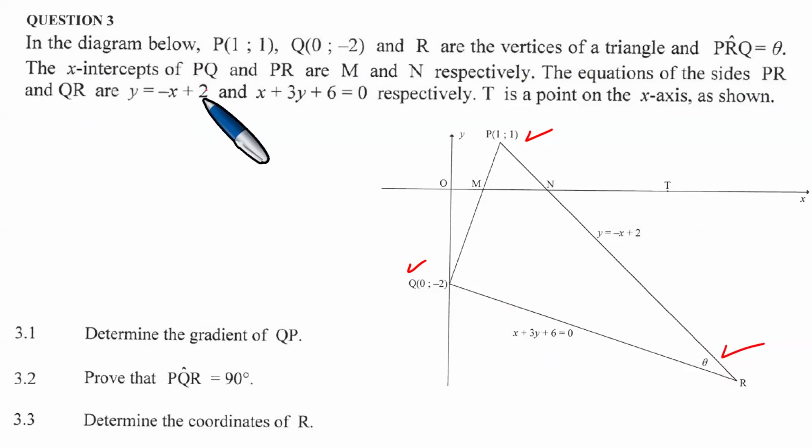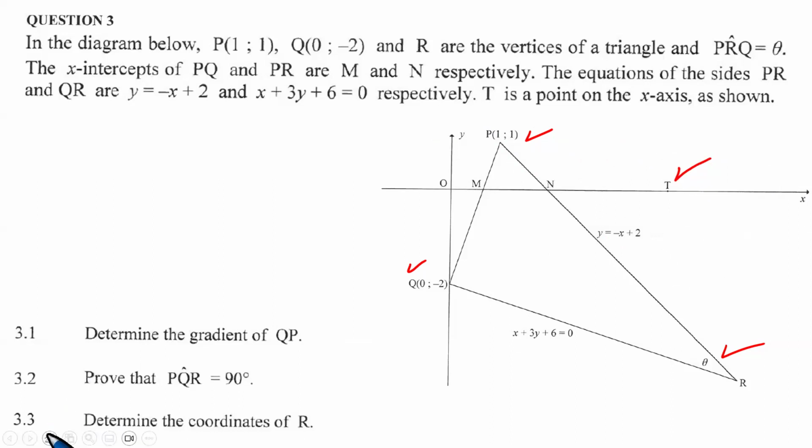The x-intercepts of PQ and PR are M and N respectively. The equations of the sides PR and QR, the examiner has shown those. We have the equation y equals minus x plus 2. The other equation has been written in the form x plus 3y plus 6 equals 0, respectively. Now, T is a point on the x-axis as shown, and we can see clearly the point T over there.